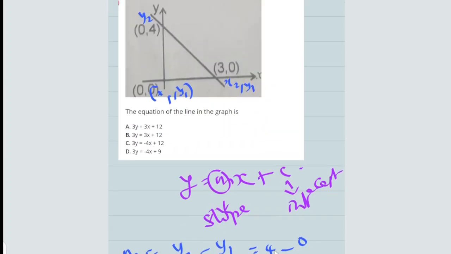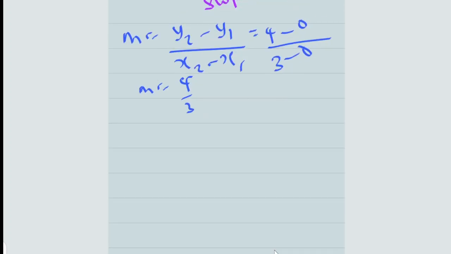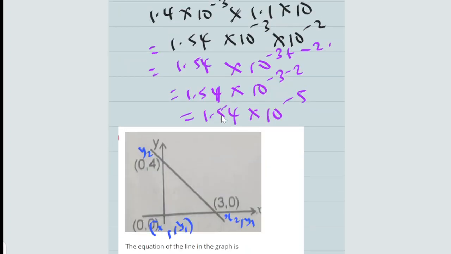So if m is equal to 4 divided by 3, then I can find my intercept. Remember, your intercept is the value of y when x is equal to 0. Your y-intercept here is 0.